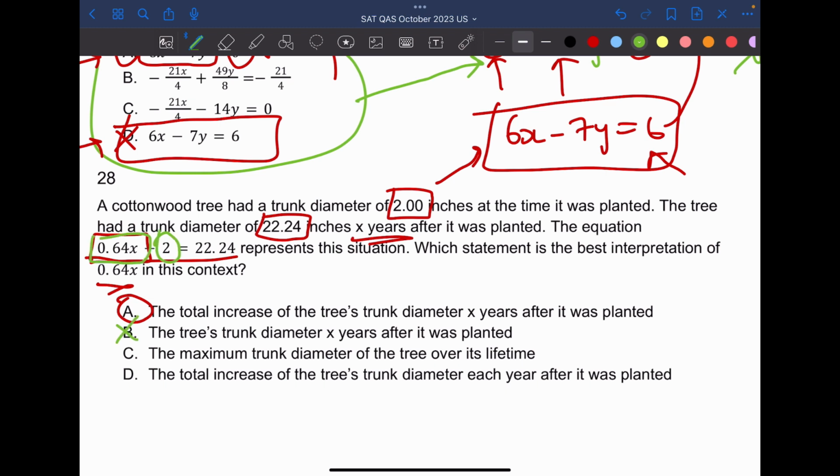So B is wrong. For C, it says the maximum trunk diameter of the tree over its lifetime. This also makes no sense at all. There's nothing to even relate to this question, so I don't think you would get confused with that one. Part D says the total increase of the tree's trunk diameter each year after it was planted. This would be correct if it was only talking about 0.64. Since we are talking about 0.64x, this cannot be true. When you multiply it by x, it's not a rate anymore, it's the total amount. Because 0.64 is the increase per year, but 0.64x is the total increase after a period of time. Okay, so A must be the correct answer, and we are done with this question.